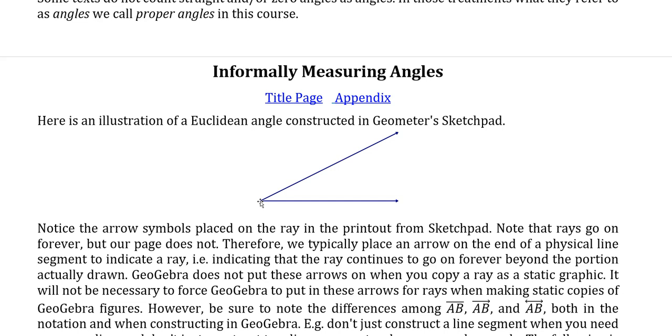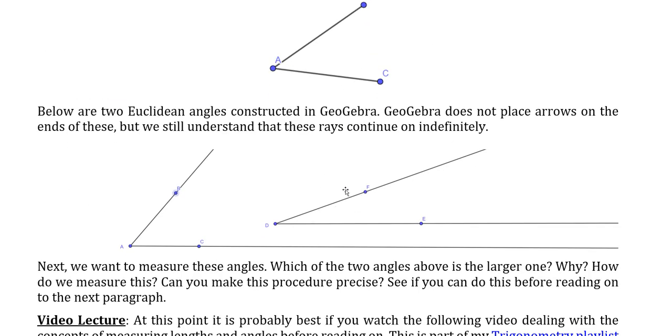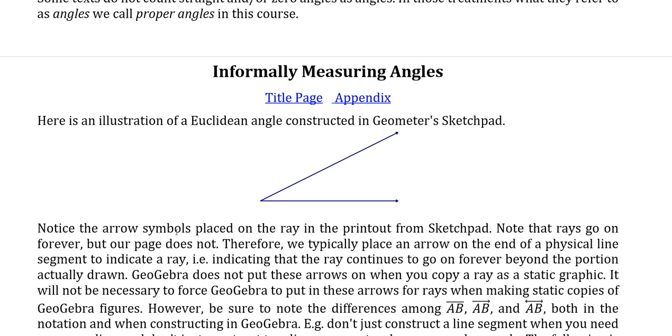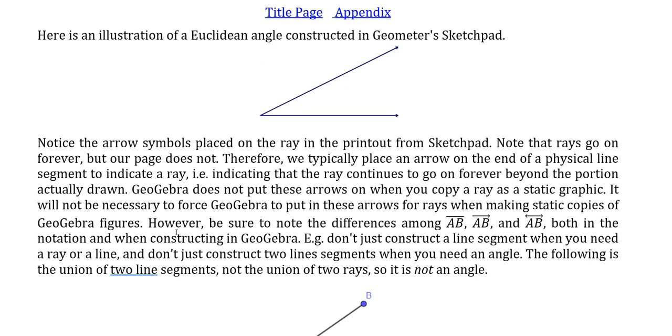When you use GeoGebra and copy an angle, which I can show you in a minute, here's a couple of angles copied from GeoGebra. Notice that it does not put the arrows on there. I'm not going to require us to go back and force an arrow on there or anything. That's not something we actually need. But you should realize that they do go on forever.